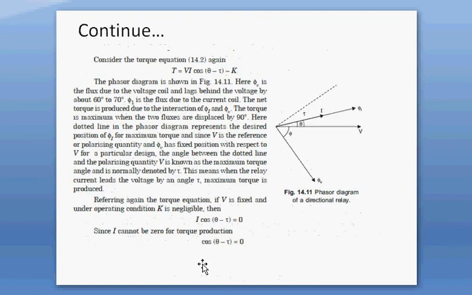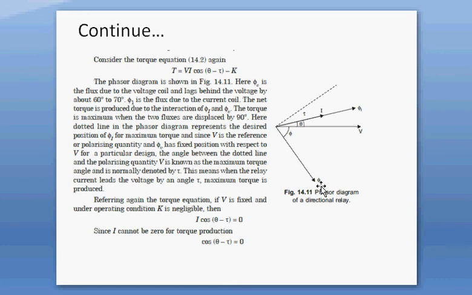Okay. Now again consider the torque equation, T is equal to VI cos(theta minus tau) minus K. In this phasor diagram, this is V, our polarizing quantity which we have taken as reference, and the flux produced by this polarizing quantity is phi v, which lags behind V by an angle phi. This angle phi is basically in the range of 60 degrees to 70 degrees, and this is the flux phi I, which is produced by another quantity, which is I. Torque is produced whenever flux phi I interacts with flux phi v.